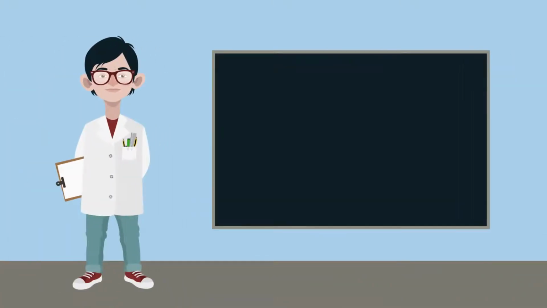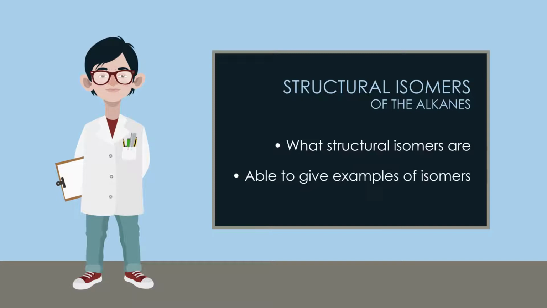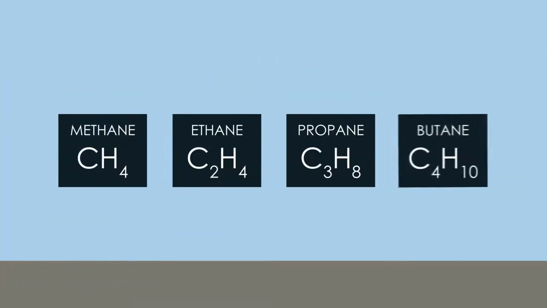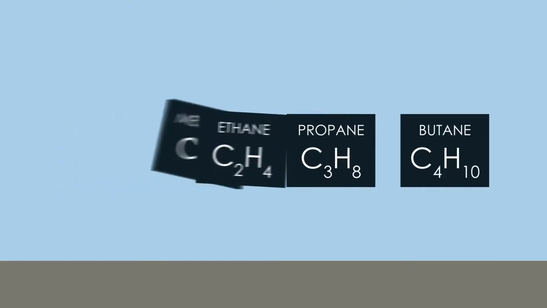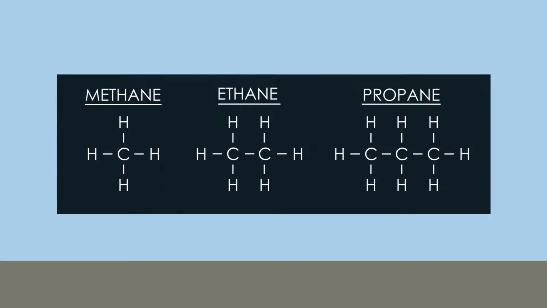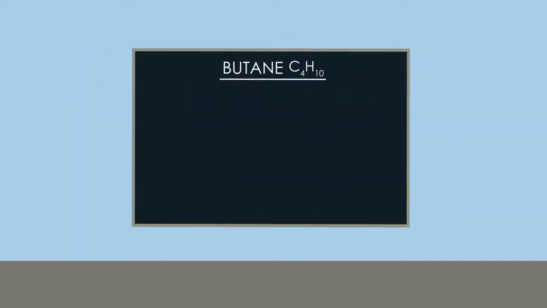In this video, you will learn about structural isomers of the alkanes, what structural isomers are, and be able to give examples of isomers. Here are the formulae of the first four alkanes: methane, ethane, propane, and butane. And here are the structural formulae of the first three. Pause the video and draw out the structural formula for butane.